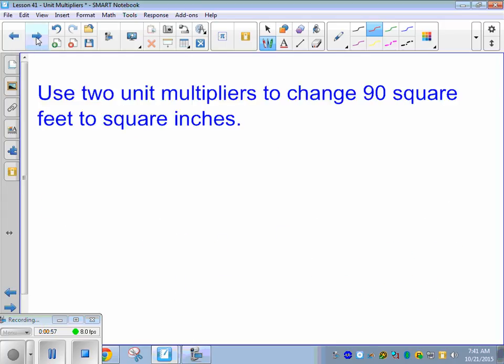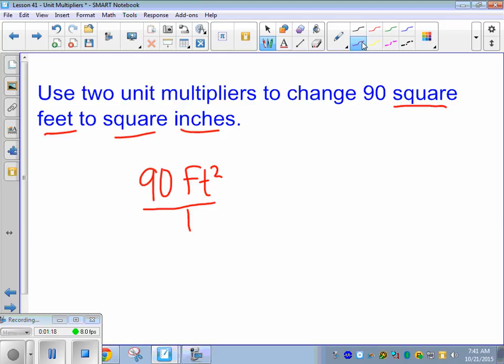Use 2 unit multipliers to change 90 square feet to square inches. Whenever we have square feet and we're going to square inches, that's always going to be 2 unit multipliers every time because it's squared. So I'm going to start with 90 feet squared over 1. And we're converting it to inches. So again, it's squared. You have to do 2 of each one.